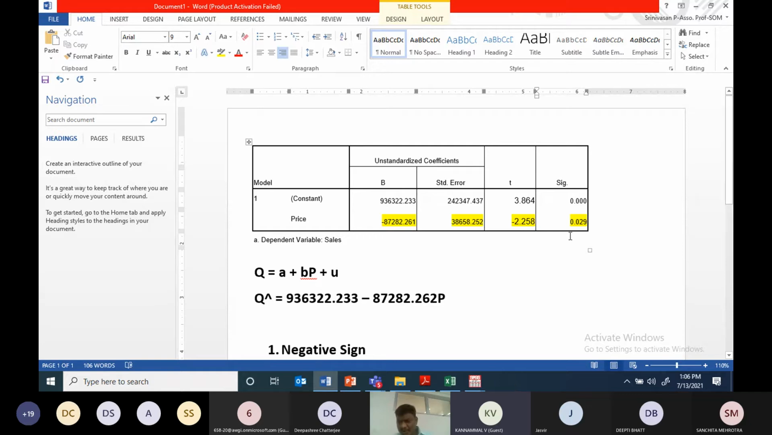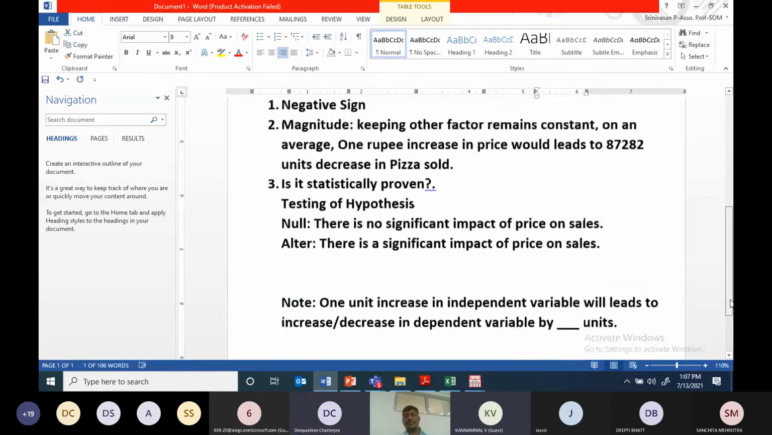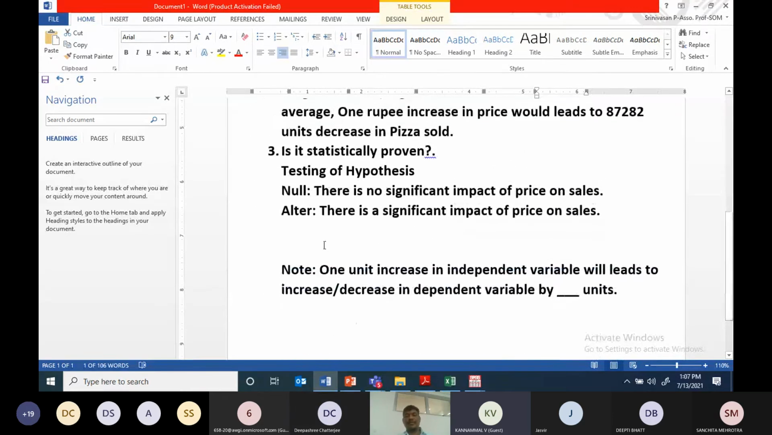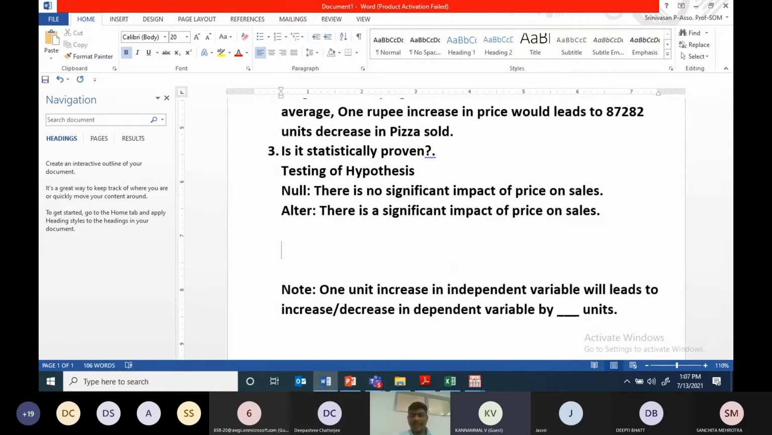What is the p value? 0.029. So here, write the interpretation. Not a problem.